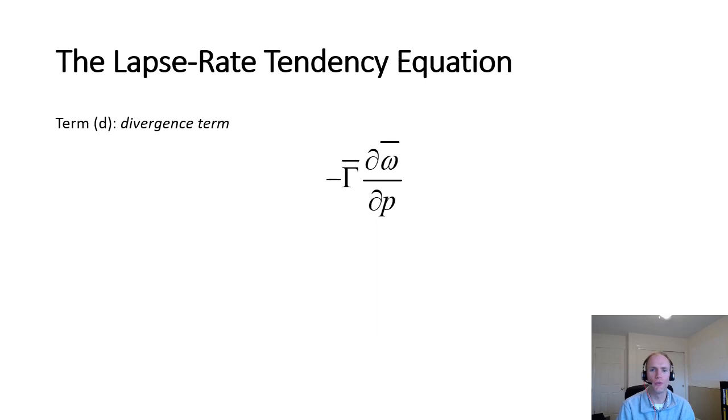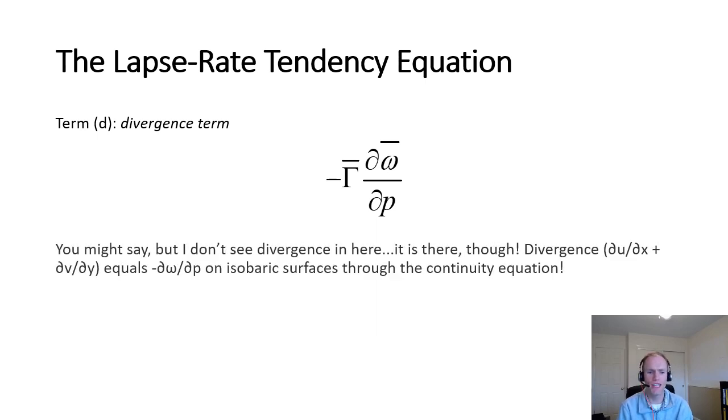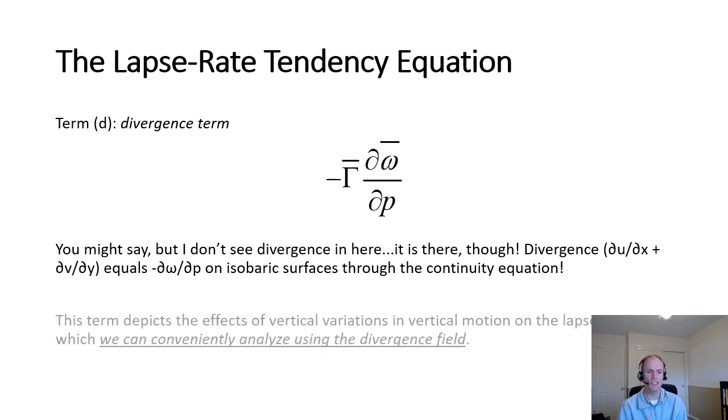We come to our fourth term now, the divergence term. And you might be saying, I don't really see divergence in here. I see the lapse rate and I see the change in vertical velocity with pressure, but where does divergence come in? It's in that second term, the change of the vertical velocity with pressure. Divergence itself, when we're dealing with this isobaric coordinate framework, constant pressure surfaces, divergence is just du/dx plus dv/dy, what we've been calling delta. That equals negative d omega/dp on isobaric surfaces through the continuity equation. So really what this top term is, is the lapse rate times the divergence, and that's how it gets the name divergence term.